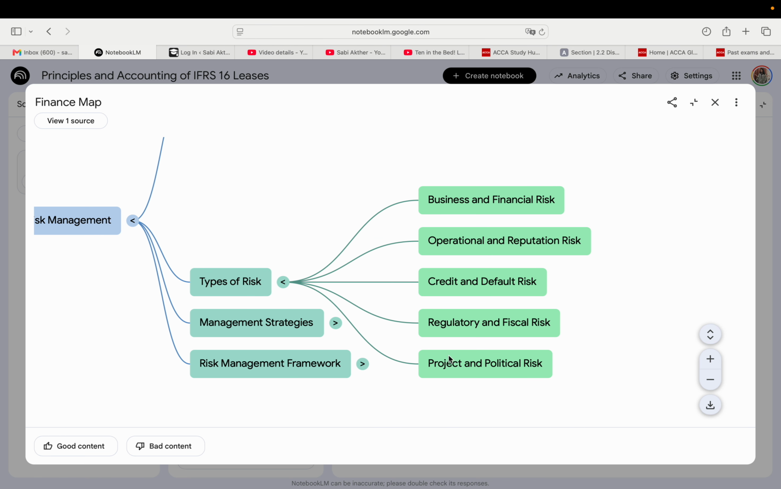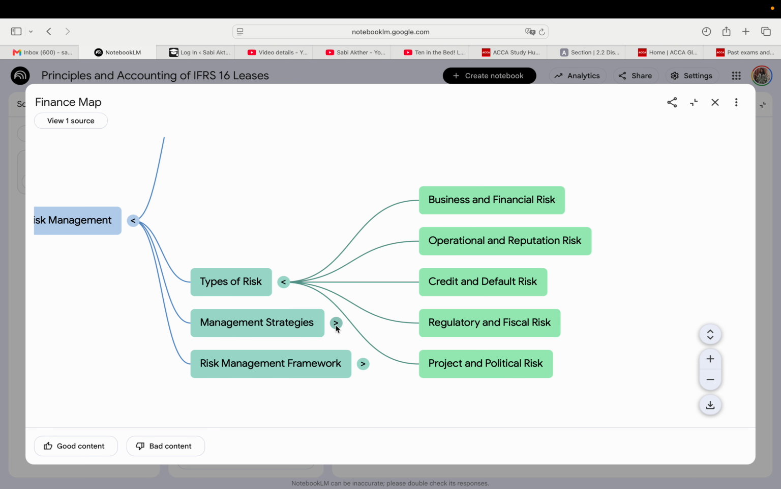Types of risk. So these are the type of risk, and this is a very important section once again, because in your exam, especially in your question number 1, they mostly ask you have to write a report, right? So in this report, it is just not calculation, you have to write a lot. So these are those things: business and financial risk, operational and reputation risk, credit risk, default risk, regulatory risk, physical risk, project and political risk. Okay, so I'm not going to explain the details what it means here. You need to go to my lecture 1 and check there.